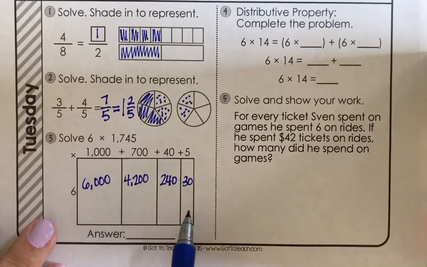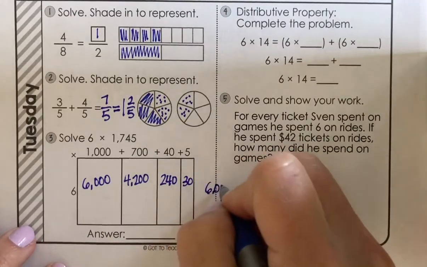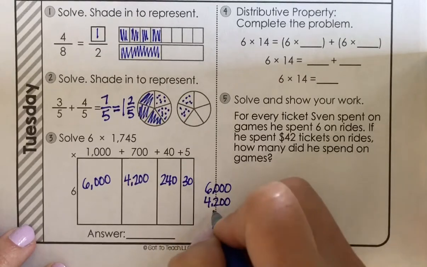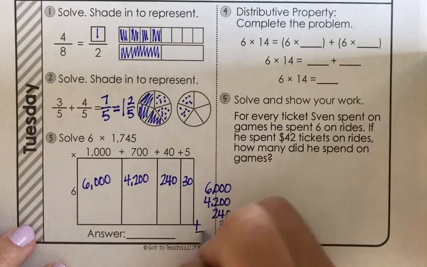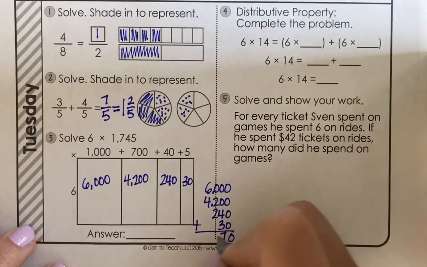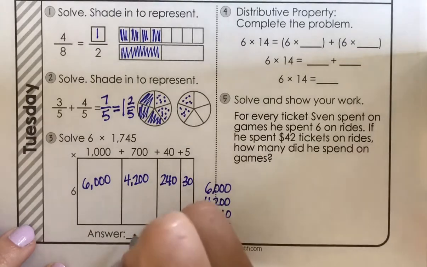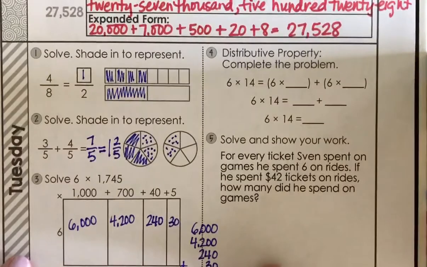Now, we've got all of our 4 partial products, so now we're going to add to get our final answer. So I'm just going to use this space out to the side. 6,000 plus 4,200 plus 240 plus 30. So we add, and you should have gotten 10,470.